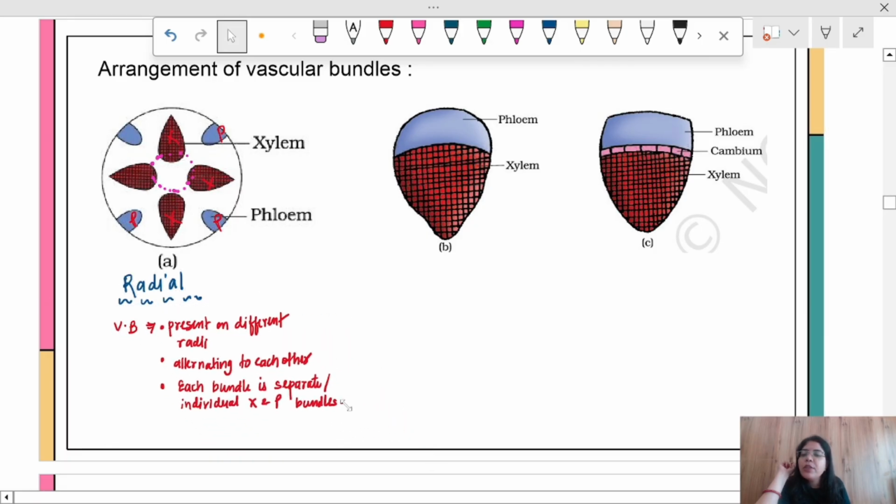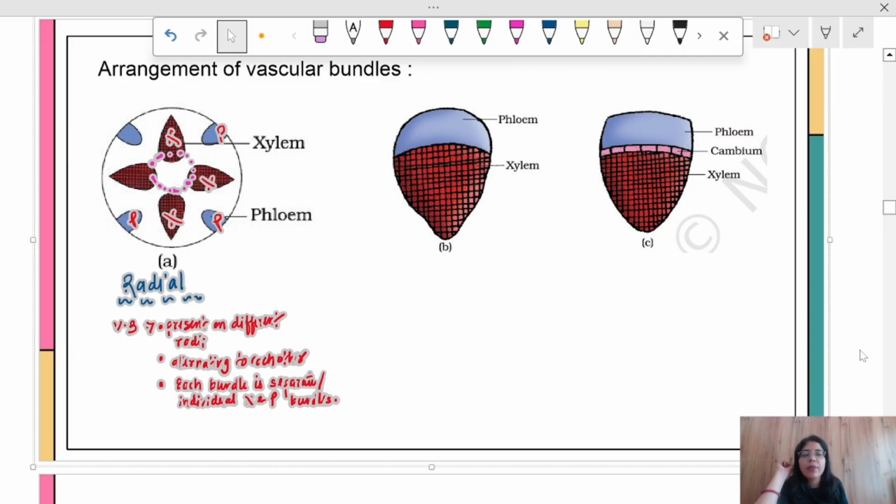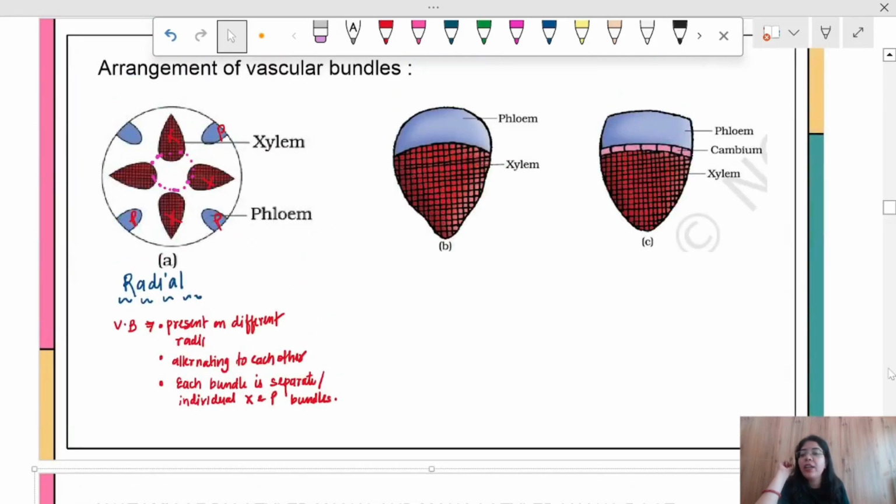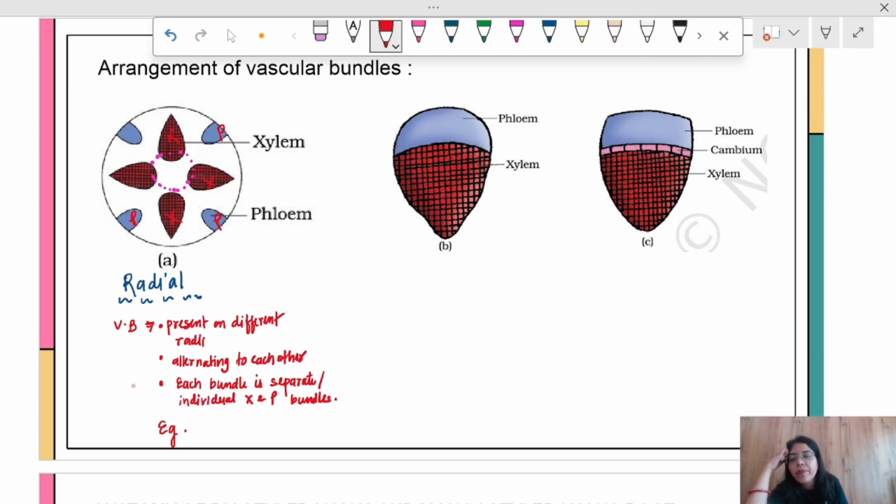Now, in which particular section you are going to see this? In which plant section you are going to observe, or which plant section is having this radial bundle? So please remember, radial bundle is observed in all roots. Whether it is dicot root, whether it is monocot root, you will see only radial arrangement of vascular bundle. Right? Now, here these two types which are given here, they are called conjoint.